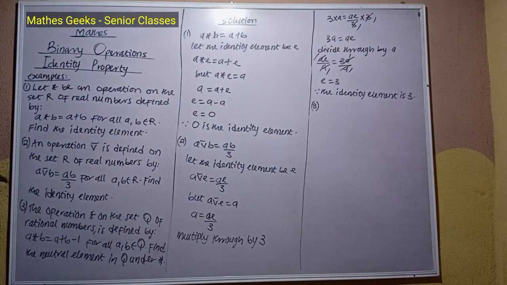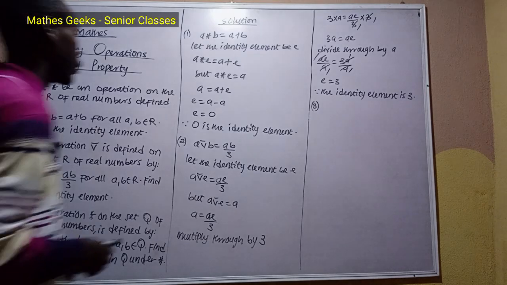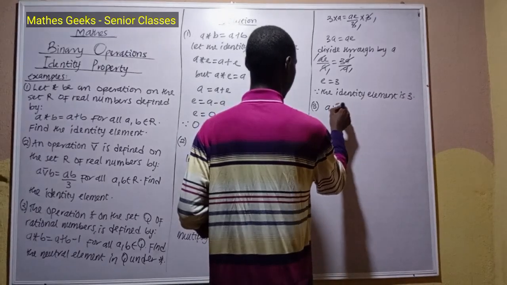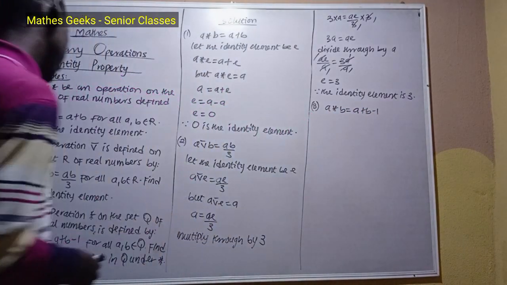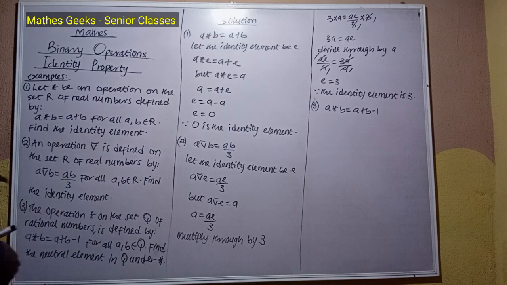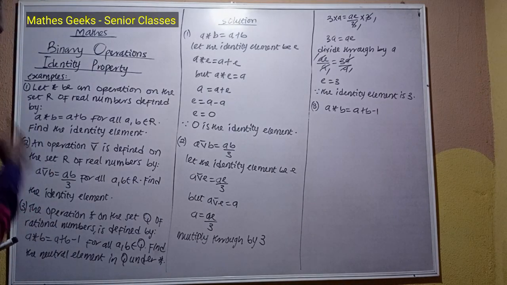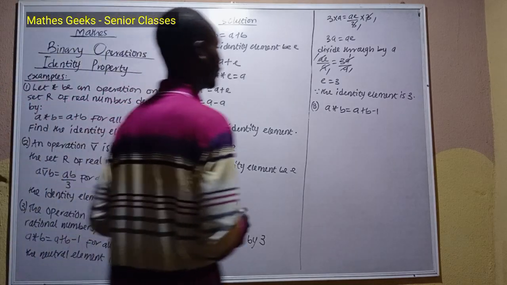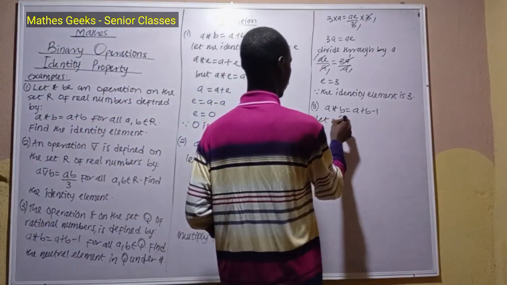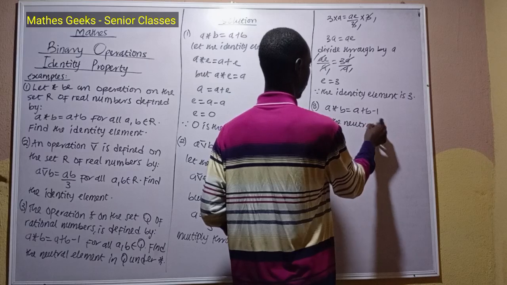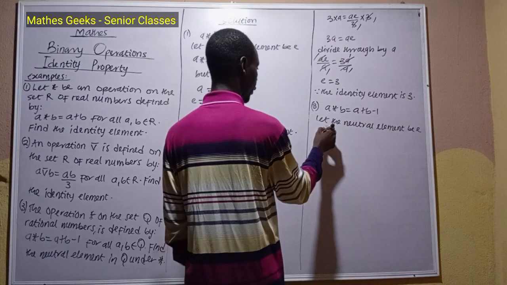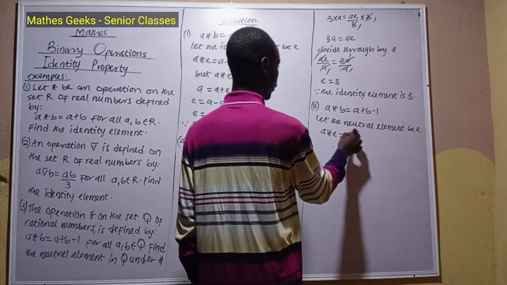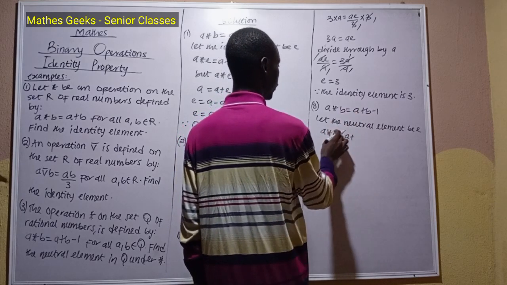The operation star on the set Q of rational numbers is defined by A star B equals A plus B minus 1, for all A and B elements of Q. Find the neutral element in Q under this operation star. Neutral element means the identity element. So let the neutral element be E. So from here, A star E is equal to A plus our B, which is E.